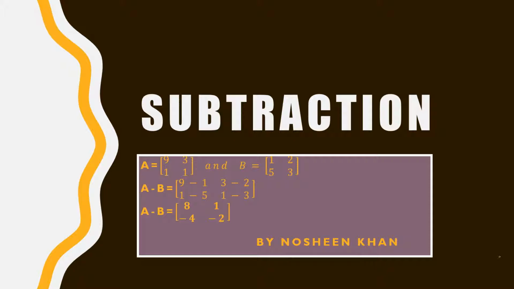Subtraction of matrices. Similarly, I again put the values instead of those variables. So now here I have the matrix A is equal to 9, 3, 1, 1, and the matrix B is equal to 1, 2, 5, 3. Following the method of subtraction, A minus B is equal to 9 minus 1, 3 minus 2, 1 minus 5, and 1 minus 3. 9 minus 1 is equal to 8, 3 minus 2 is equal to 1, 1 minus 5 is equal to minus 4, and 1 minus 3 is equal to minus 2.